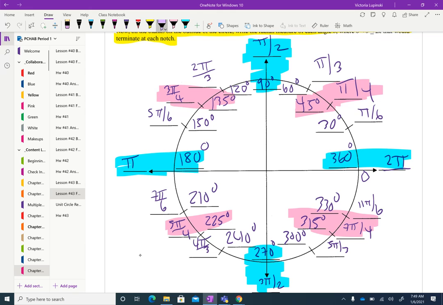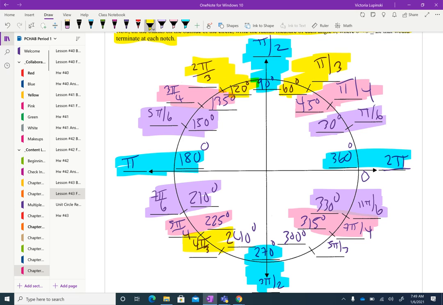Careful with the last family. So pi over 6, make sure you're aware that it's not necessarily in the same location each time. It's always the ones that are closer to the x-axis, which would make your final family the pi over 3 family, and that's everybody who's closer to the y-axis.